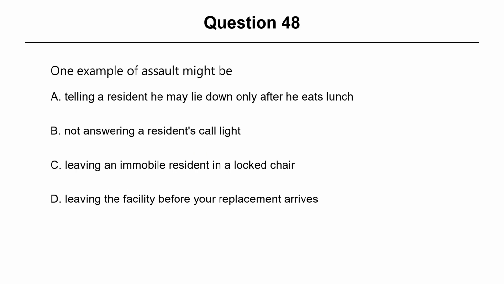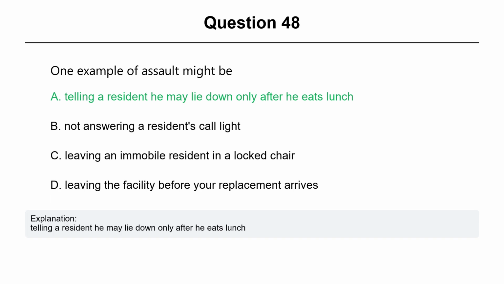Question 48. One example of assault might be option A, telling a resident he may lie down only after he eats lunch, option B, not answering a resident's call light, option C, leaving an immobile resident in a locked chair, option D, leaving the facility before your replacement arrives. The correct answer is option A, telling a resident he may lie down only after he eats lunch.